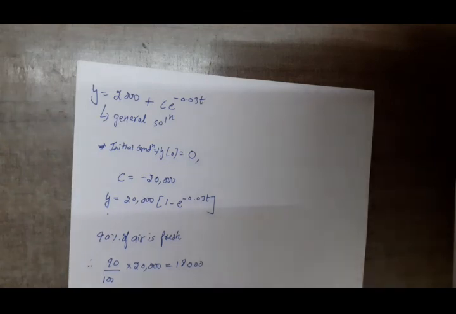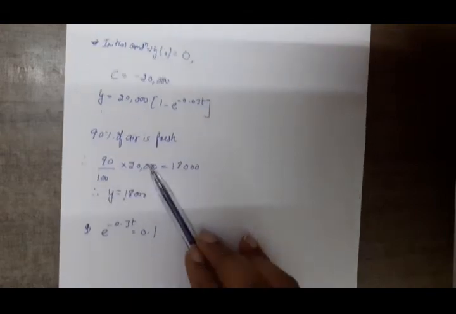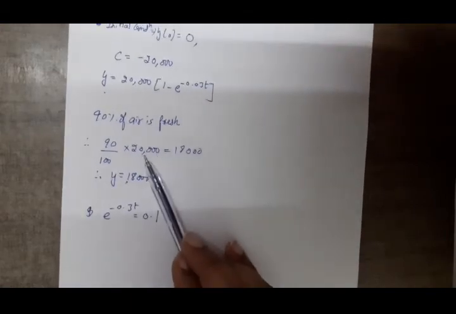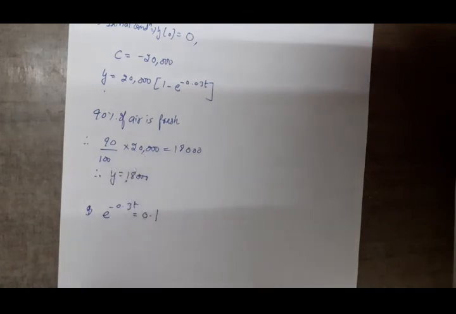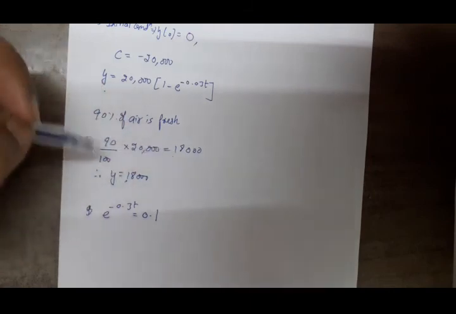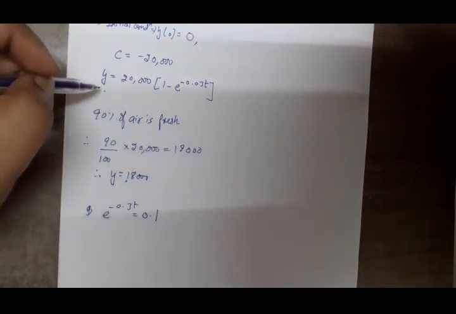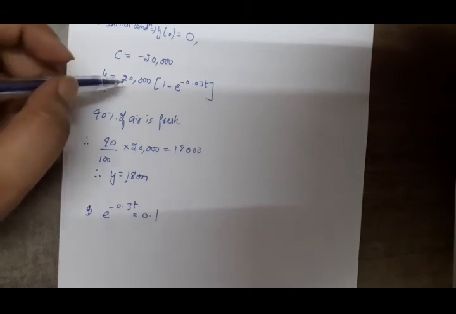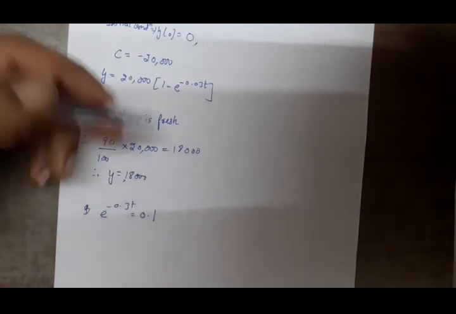What was given in the second part of the question was that we had to find the time at which 90% of the air was fresh. Since the volume is 20,000, we multiply 20,000 by 90%, which gives us 18,000. This 18,000 is the value of y, which we substitute here, and now the equation becomes like this.